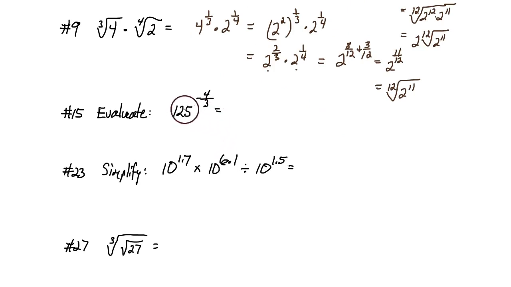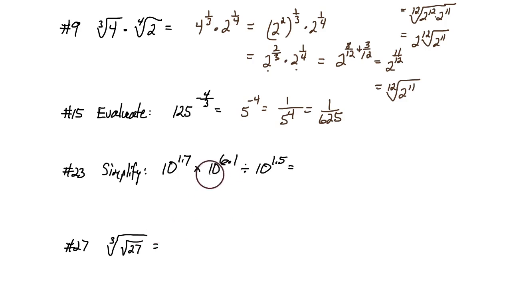Number 15, let's evaluate this exponential. The meaning of this denominator of 3 in the exponent is a cube root. So the cube root of 125 is 5. And that goes to the -4th power. So this makes 1 over 5 to the 4th, which is 1 over 625.